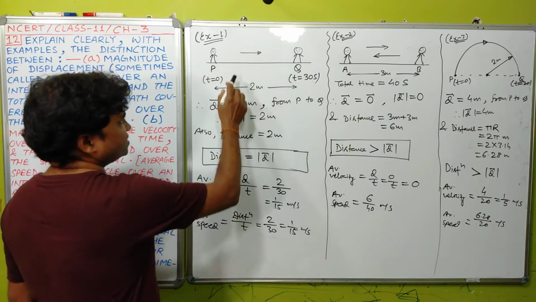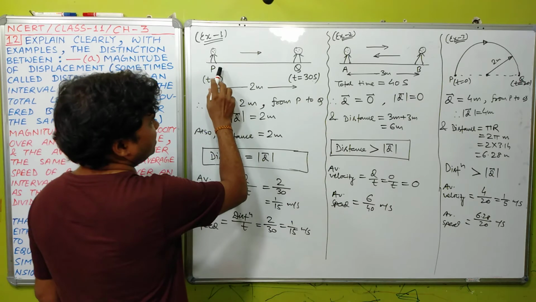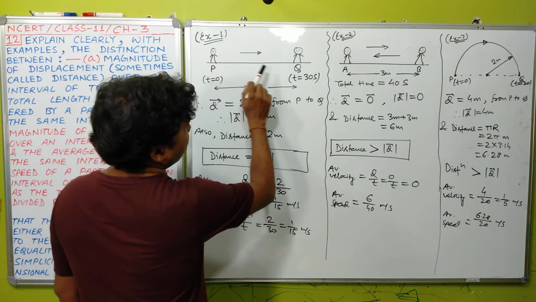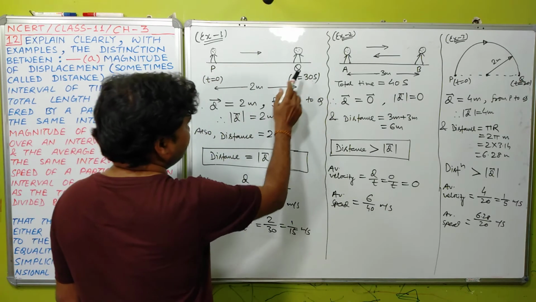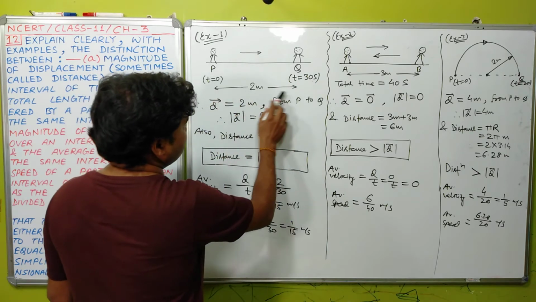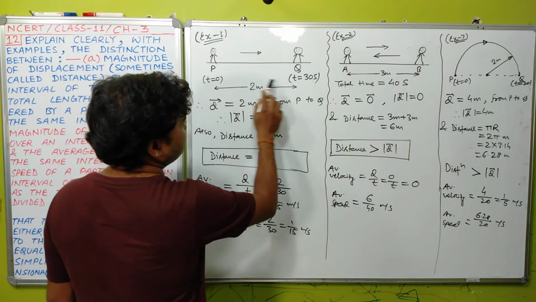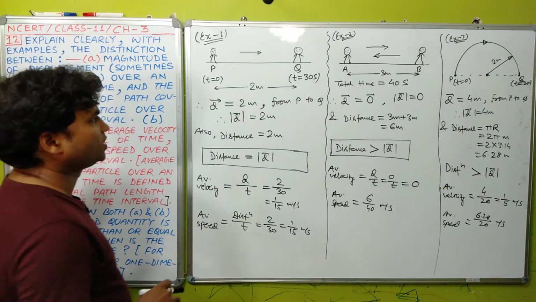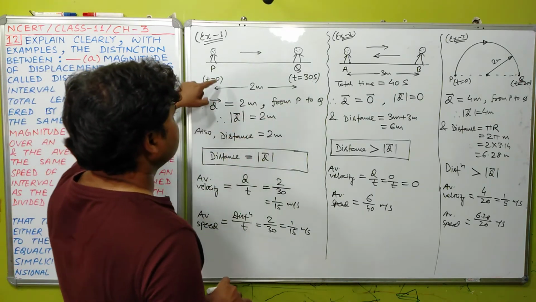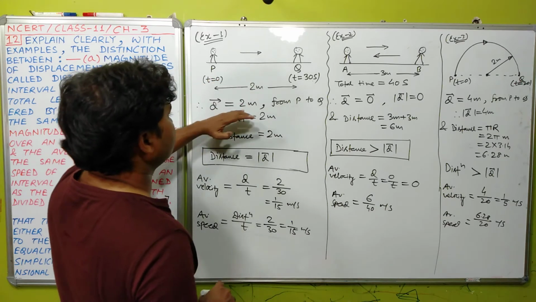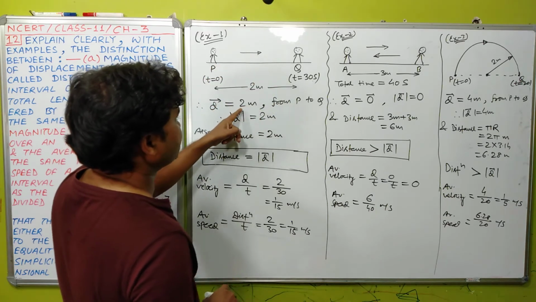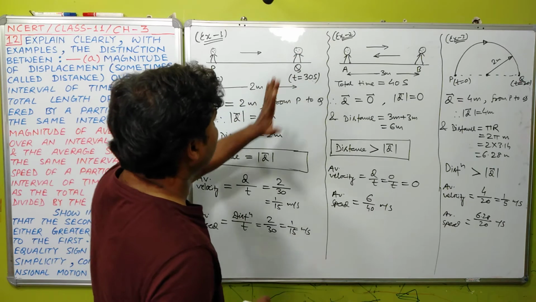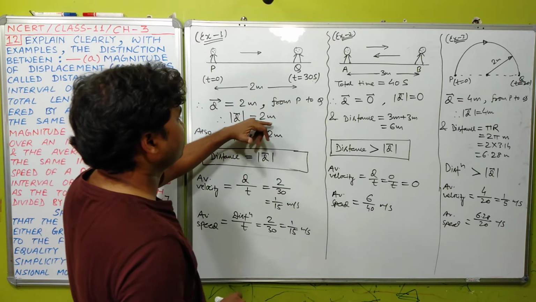In example number 1, suppose that a person starts to move from point P and goes up to point Q, and let the distance between point P and Q be 2 meters and the time taken 30 seconds. Now here you can see that the displacement will be 2 meters and its direction will be from P to Q. So the magnitude of displacement will be 2 meters.